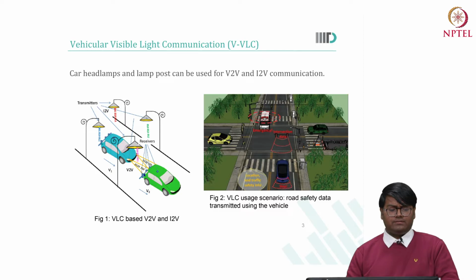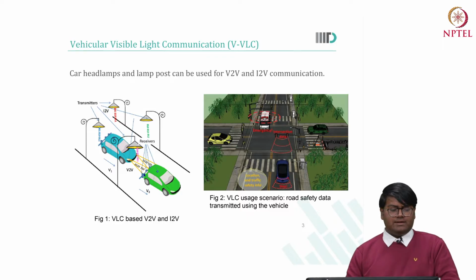As shown in this figure 1, the car headlamp and lamppost can be used for vehicle to vehicle V2V and infrastructure to vehicle I2V type of communication. So we can have two advantages. First is the road illumination, and the added value is a high data rate communication which can be achieved by using this vehicular VLC system.